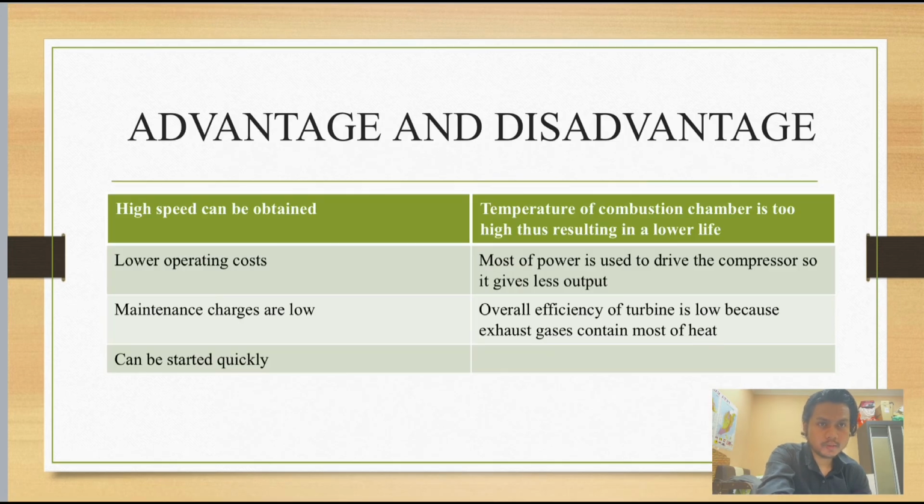So now the advantages and disadvantages of the Brayton cycle. First, I want to explain briefly the advantages of the Brayton cycle. First, high speed can be obtained. Second, lower operating cost. Third, maintenance charges are low. And lastly, it can be started quickly. And then the disadvantages. Firstly, the temperature of the combustion chamber is too high, thus resulting in a shorter life. Second, most of the power is used to drive the compressor, so it gives less output. And lastly, the overall efficiency of the turbine is low because the exhaust gases contain most of the heat.